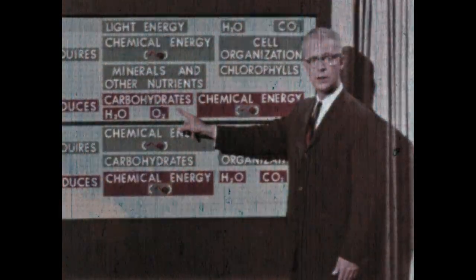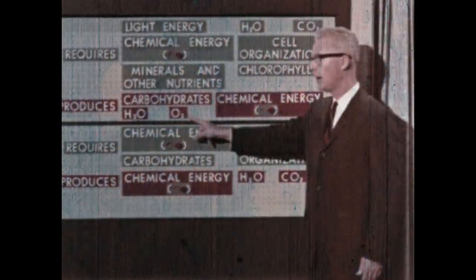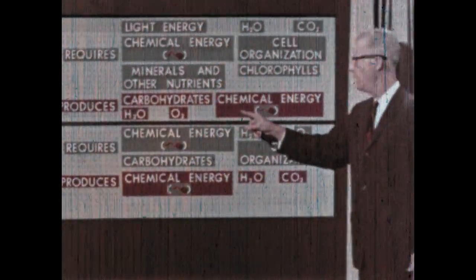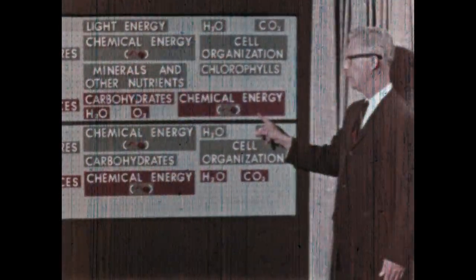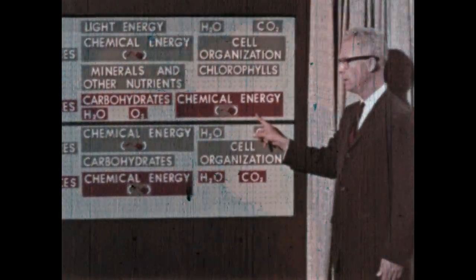Then other organic compounds are produced later. Water is produced and oxygen is produced as a byproduct, and the chemical energy from sunlight is trapped in those carbohydrates.